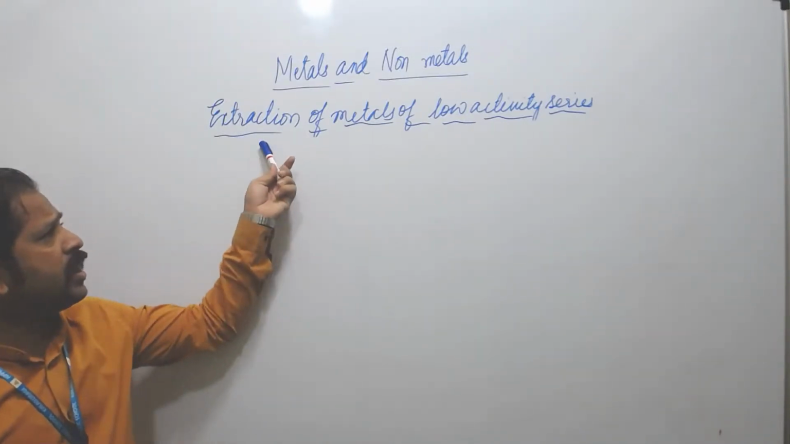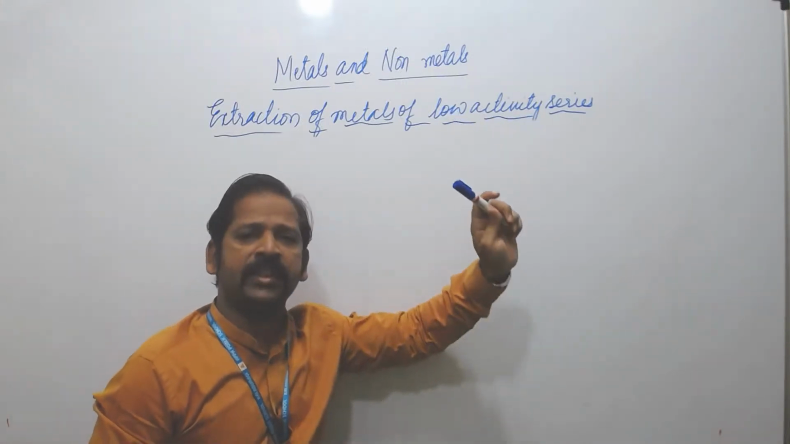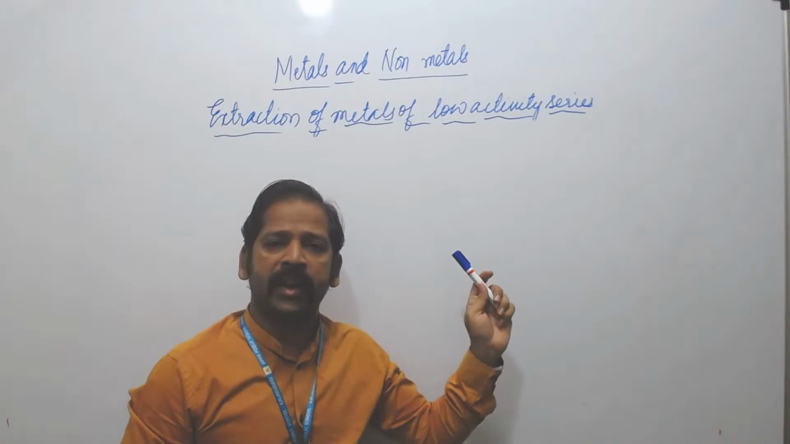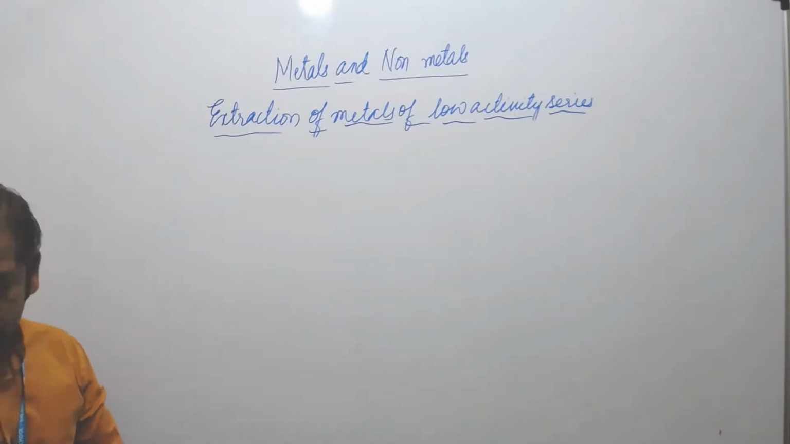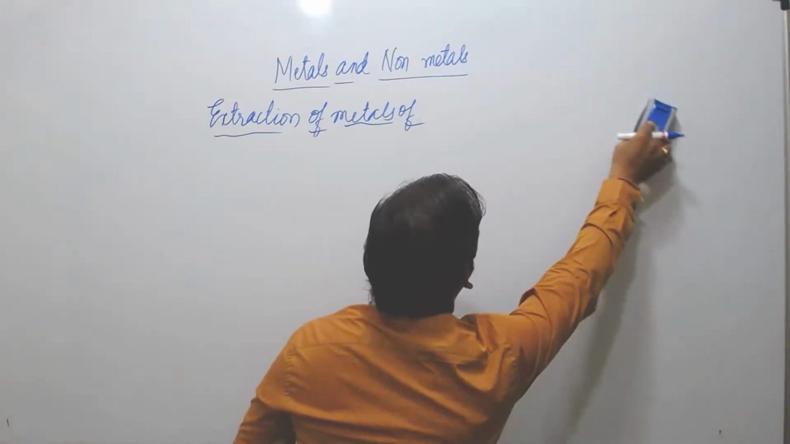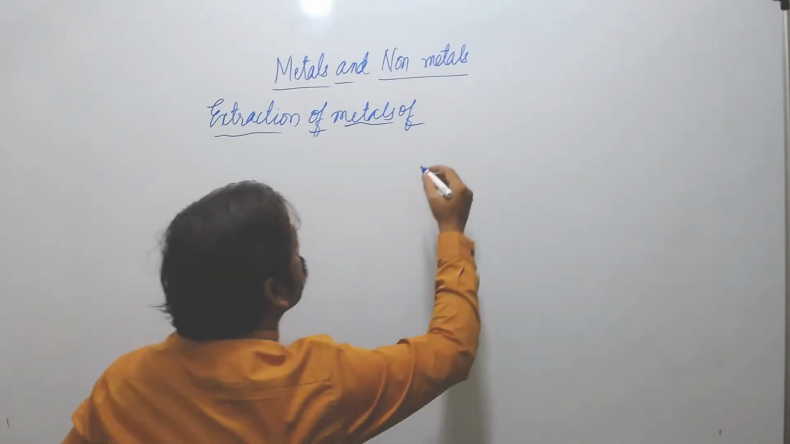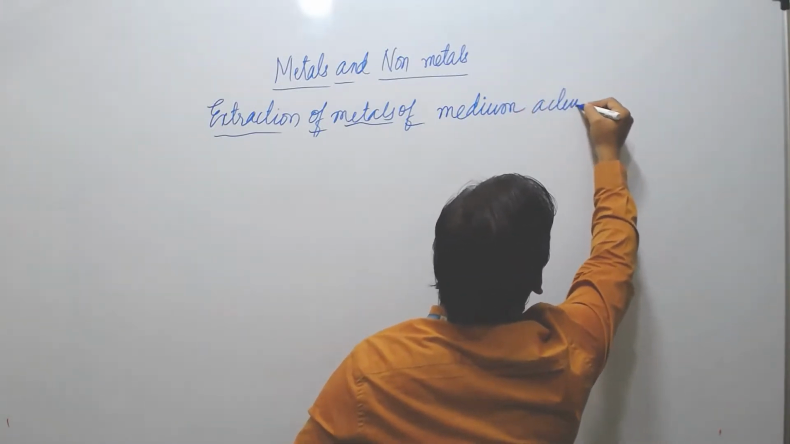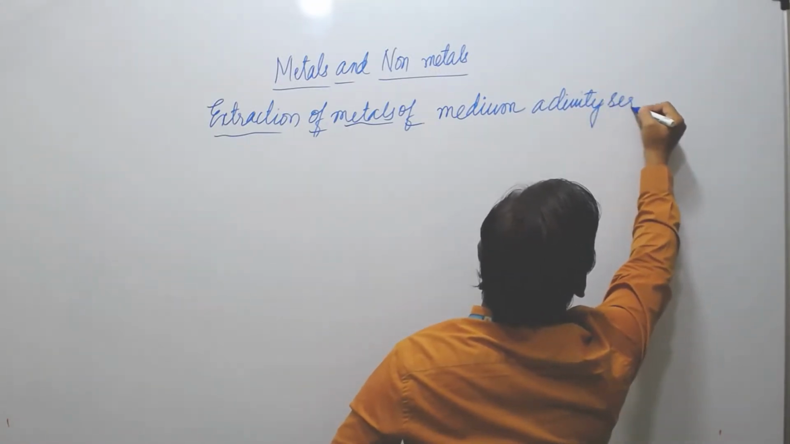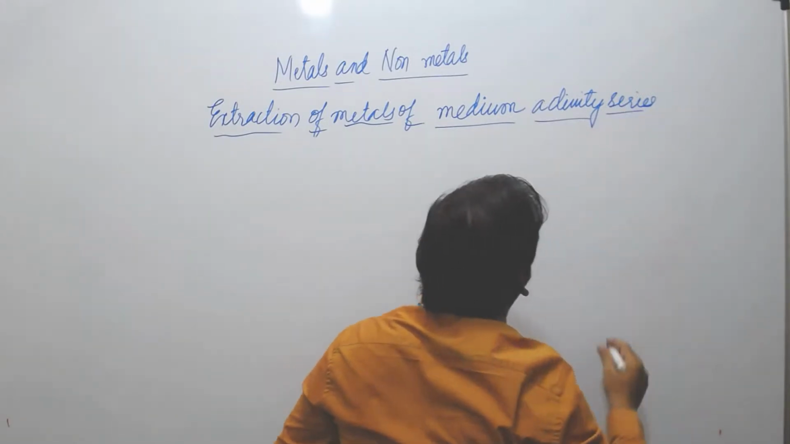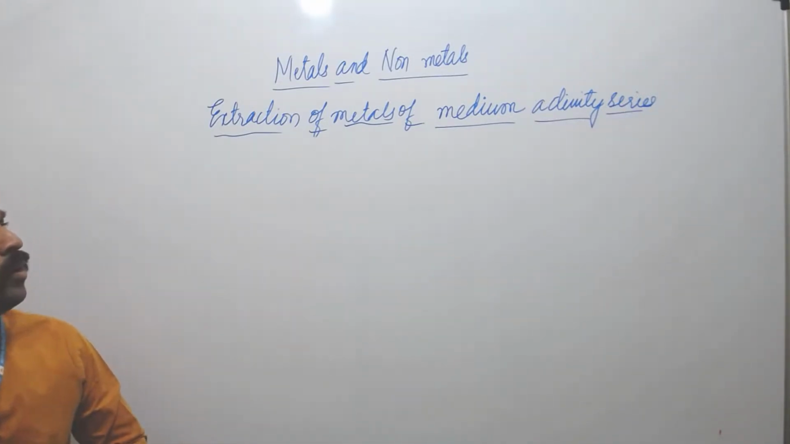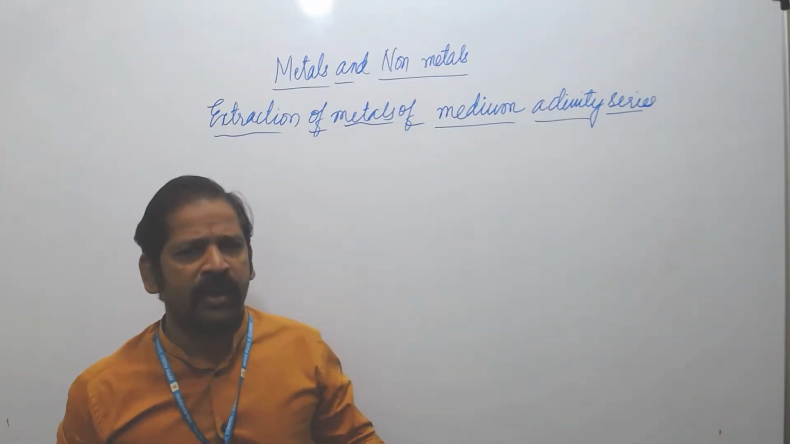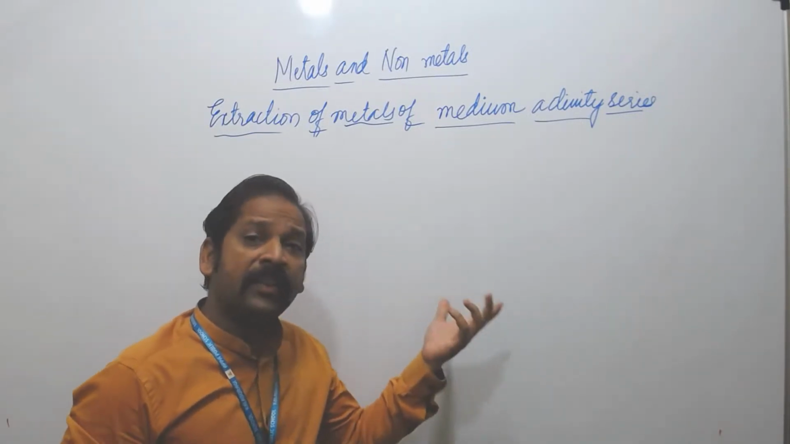Okay, now next is extraction of metals of medium activity series. Mercury and copper are the least reactive metals, and now we come to the medium reactive metals. Medium activity series usually includes zinc, aluminium, and iron. Aluminium is highly reactive.